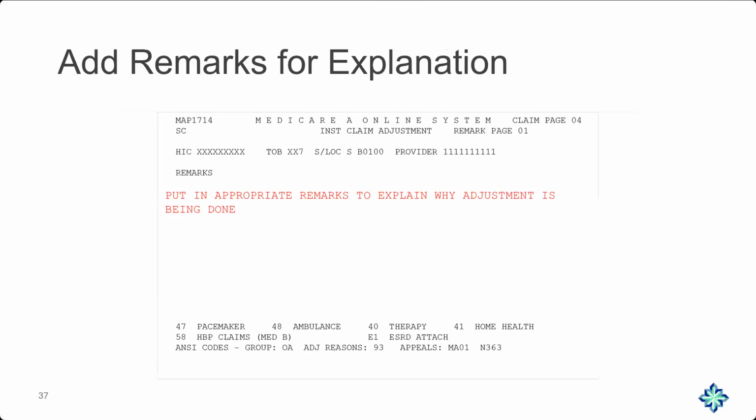Remarks. Remarks are on page 4 of a claim, and they're not required on standard adjustments. We do strongly recommend that you put something on page 4 so that you or a coworker remember why the claim was adjusted. Remarks are required, however, if you're using a D9 claim change reason code. So if you're using a D9, you're going to have to put something in remarks.